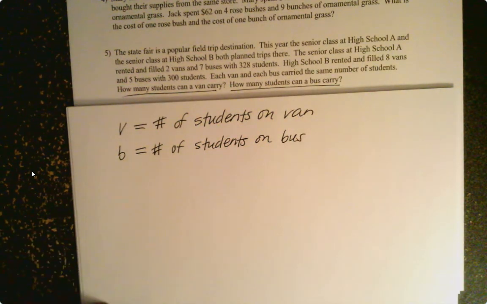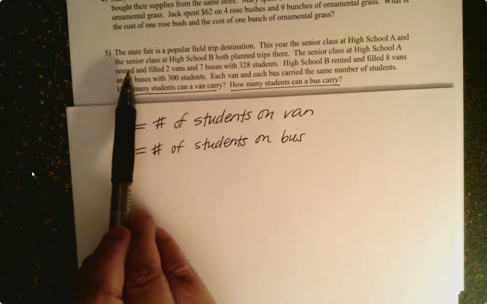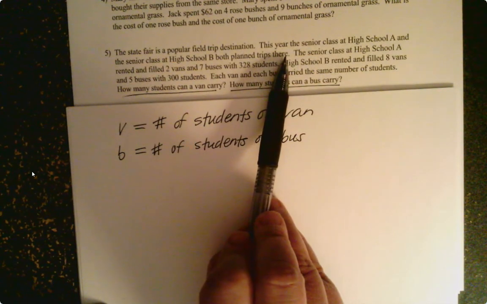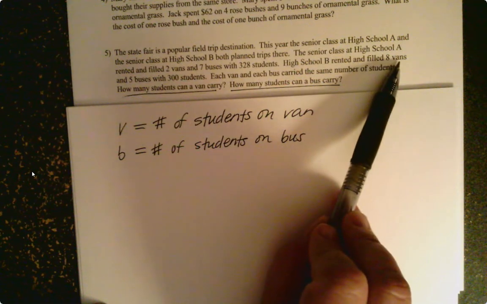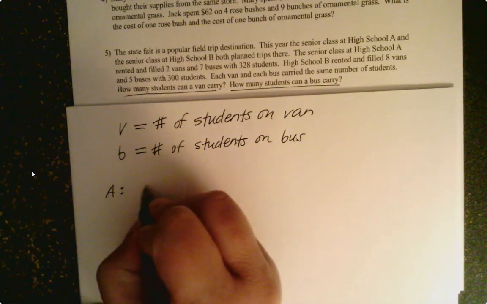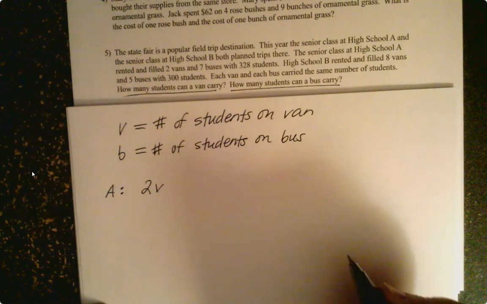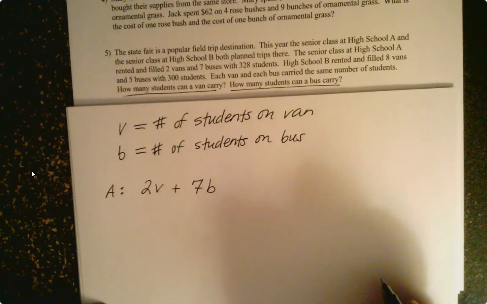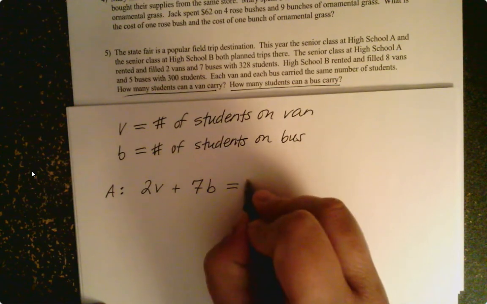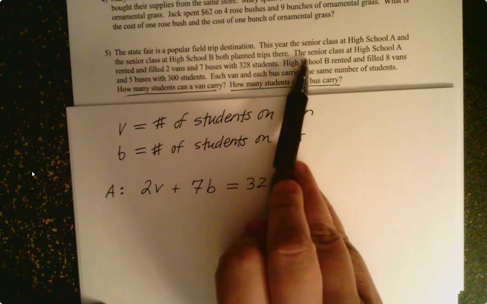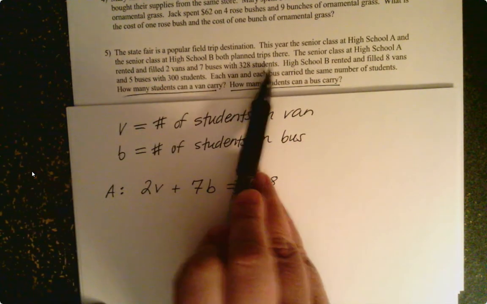Okay, so looking back now, first two sentences here, State Fair is popular, and this year these two high schools went there. That's just setting up the situation. Now, the senior class at High School A rented and filled 2 times whatever number of students fits on a van, plus 7 times however many students fit on a bus, and that totaled 328 students. So that's the third whole sentence. That sentence is an equation. The next sentence is the other equation.